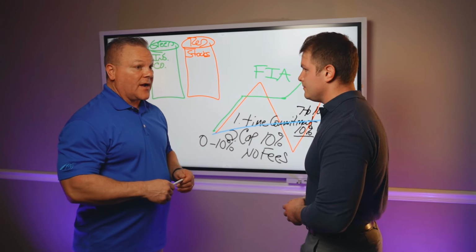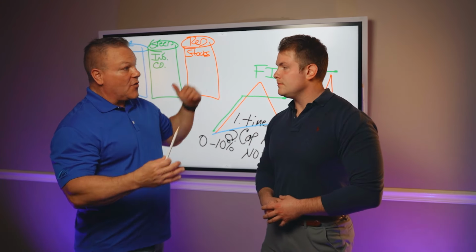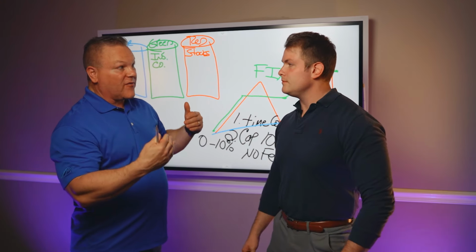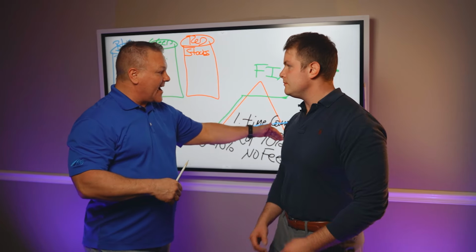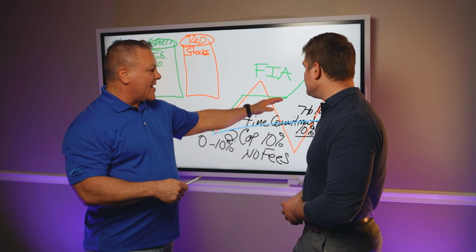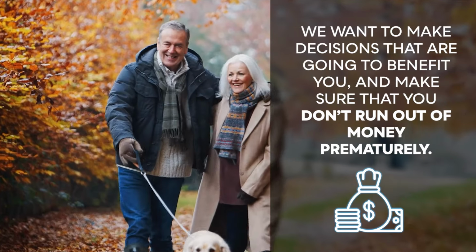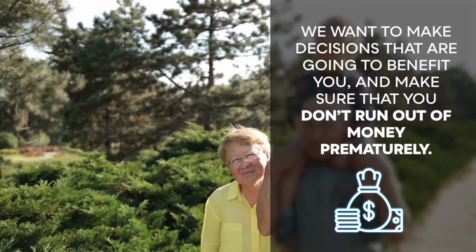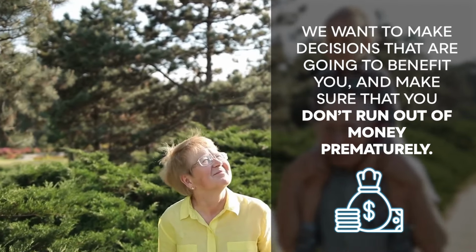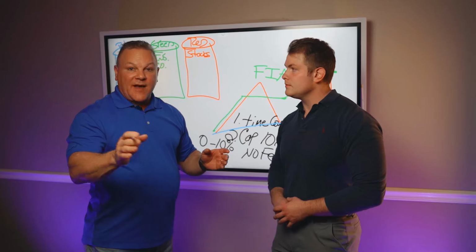Yeah, that's exactly right. If the market's high and you want to make a big purchase, we're going to have you pull from the red line. If the market's down, then we've protected you with the green and blue. We're going to pull from the green or blue. So we want to make decisions that are going to benefit you and make sure that you don't run out of money prematurely. That was the whole problem that we're trying to solve.